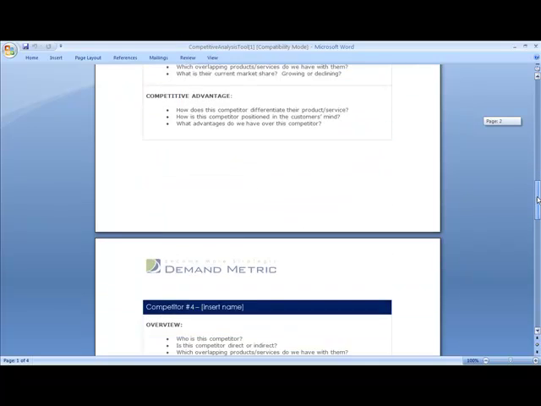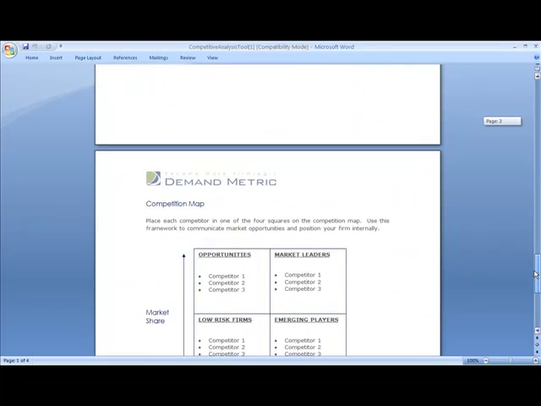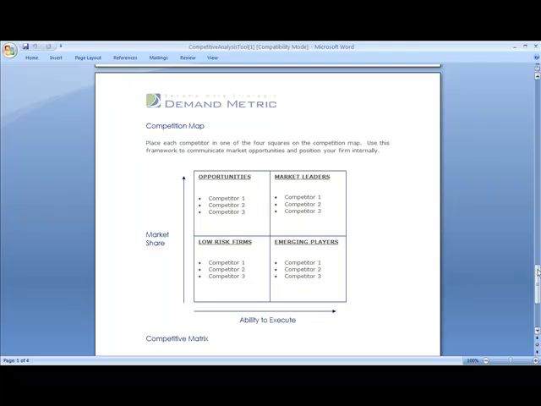And after you've done the analysis on your top competitors, you can then go through and develop a competition map based on the high amount of market share or ability to execute and determine who the market leaders are, the emerging players, and so on.